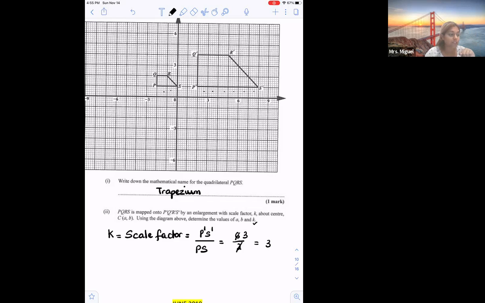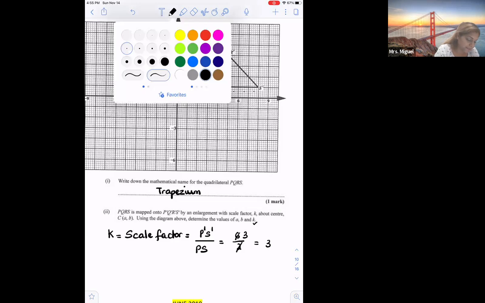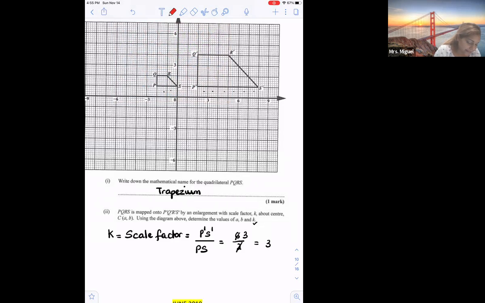So the only thing I need to do is find the center of enlargement. So here's what we're going to do. You are going to connect corresponding vertices, and where the lines intersect, that is the center of enlargement. So watch this. We're going to connect P to P prime using a straight line, okay? Using a straight line, I'm going to connect P to P prime. That is one line. Then I could connect Q to Q prime using a straight line as well.